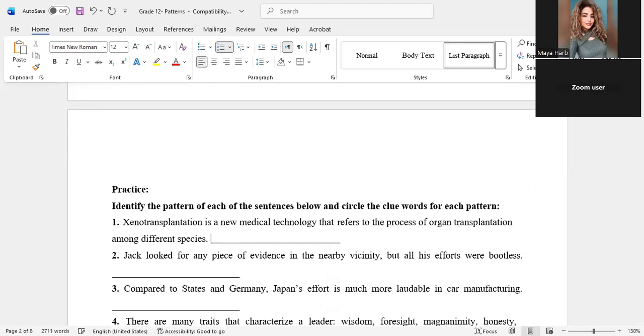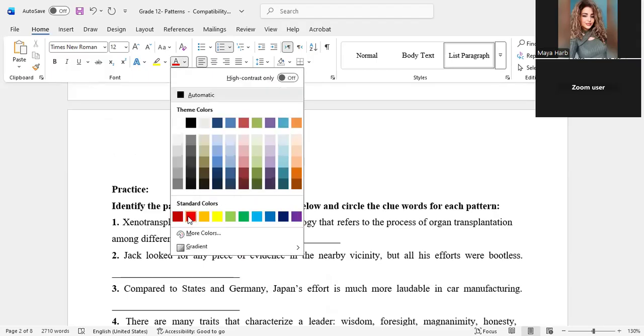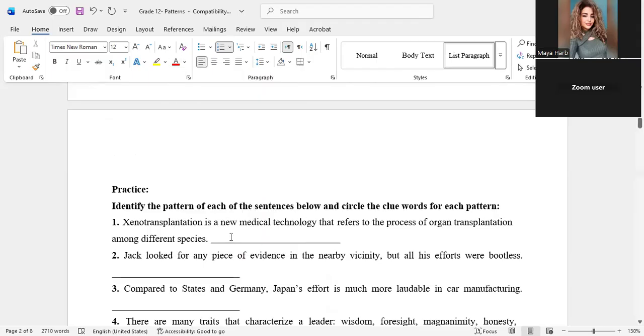Let me use another color to write the answer. So this is a definition. Read me the second one, please.